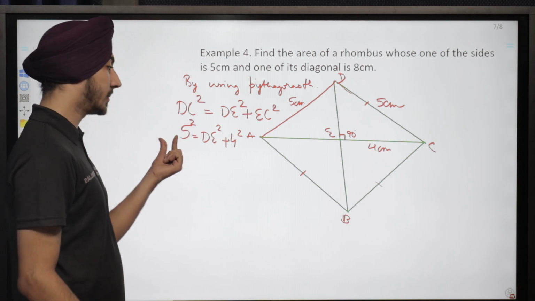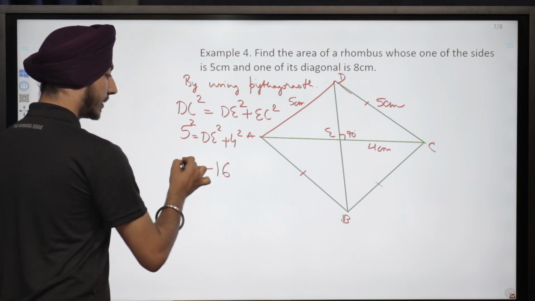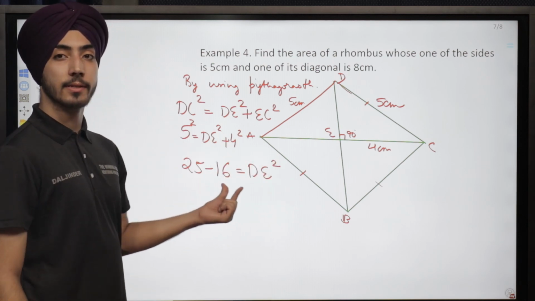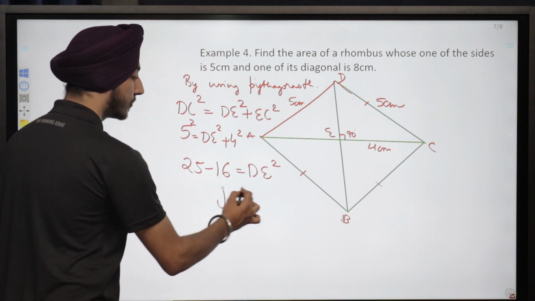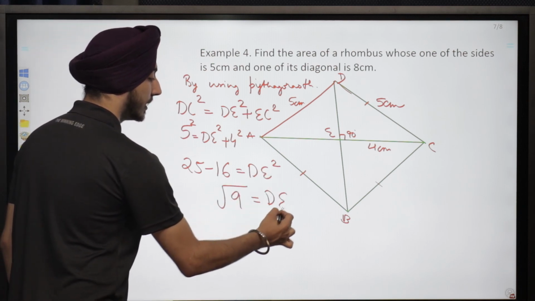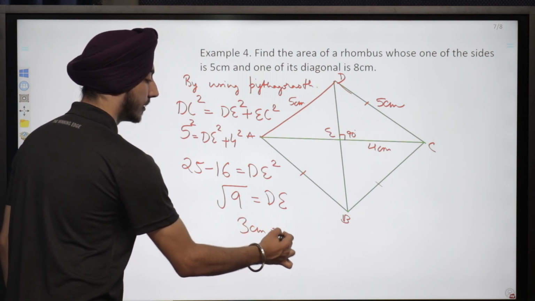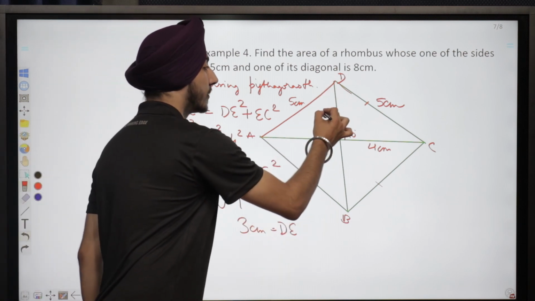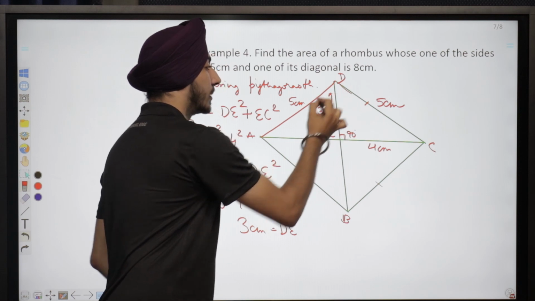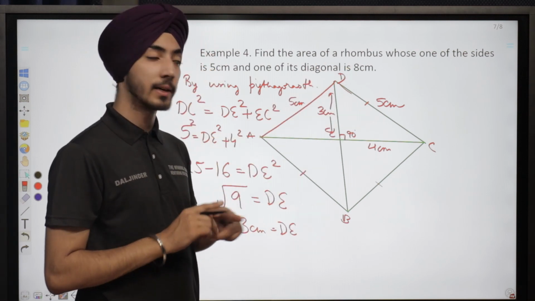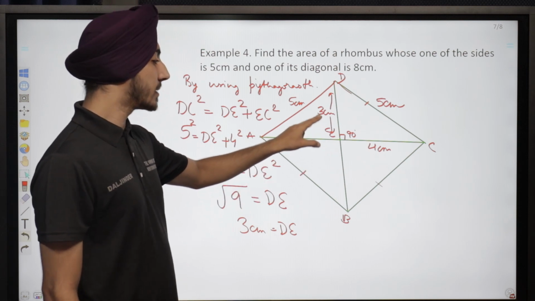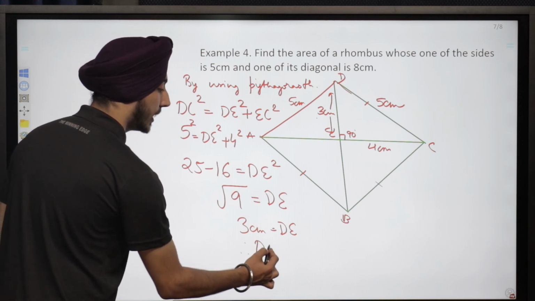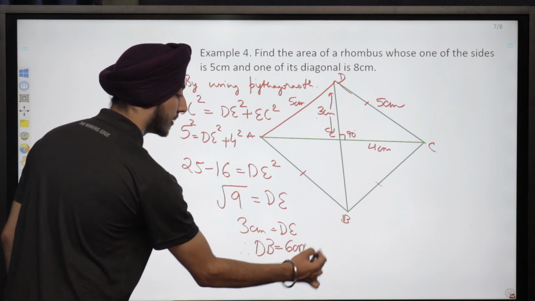4 square will come on this side, it will become minus 16, and here we have 25, which is equal to DE square. अब देखो 25 में से 16 जाएगा, 9 बचेगा, स्क्वायर इधर आ जाएगा, अंडर रूट बन जाएगा. So under root 9 equals DE, which comes out to be 3 centimeter. Now DE की वैल्यू हो गई 3 centimeter. This here we can write down as 3 centimeter. अब देखो this diagonal is also getting divided into two equal parts by this intersection, है ना? So अगर ये 3 centimeter तो total will be 6 centimeter. Therefore DB diagonal equals 6 centimeter.